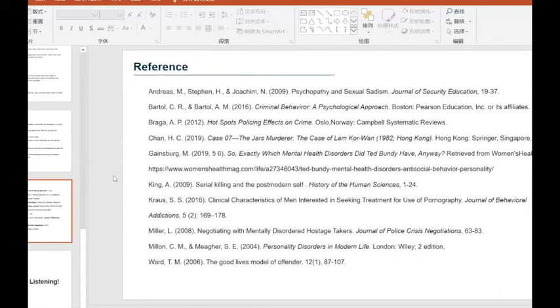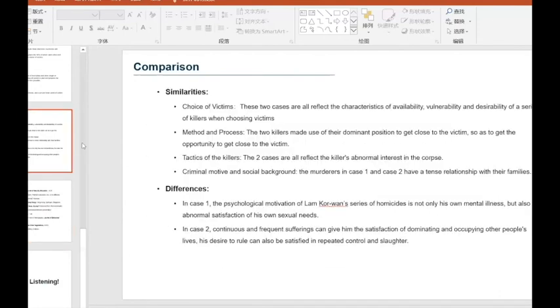Well, and now we will talk about differences. In case 1, the psychological motivation of Lam Kor-wan's series of homicides is not only his own mental illness, but also his abnormal satisfaction of his own sexual needs. He was once arrested for forcing a woman into a public toilet with a knife and touching her sexual organs with his hand. This was also reflected in the subsequent series of crimes.